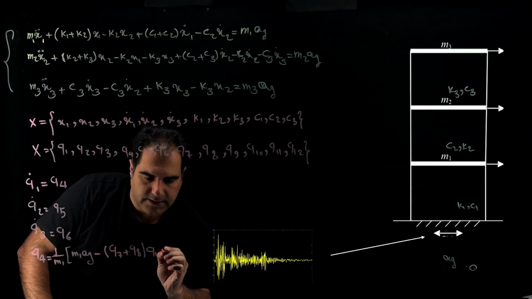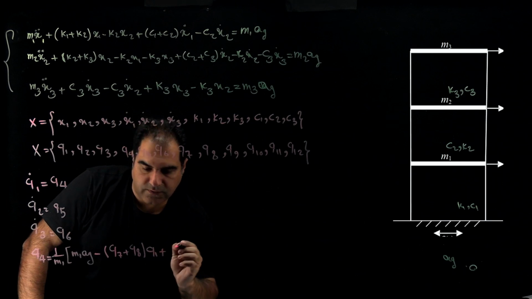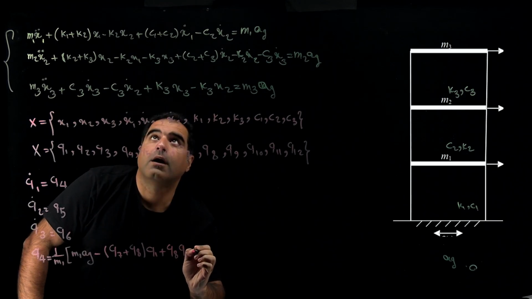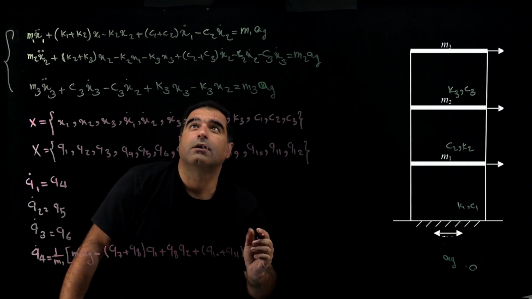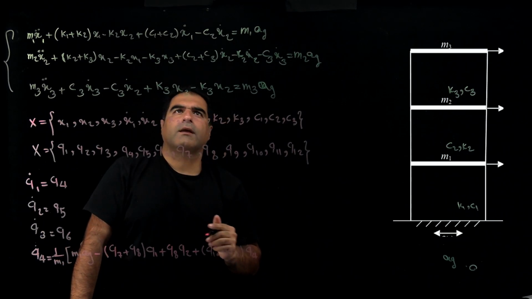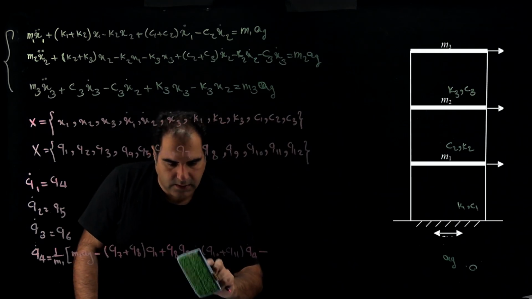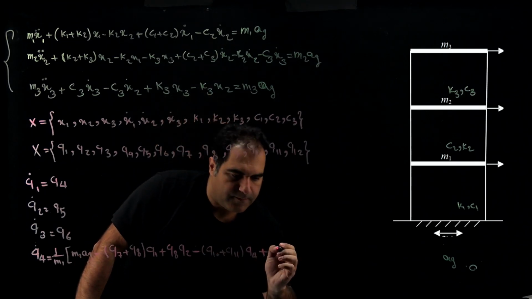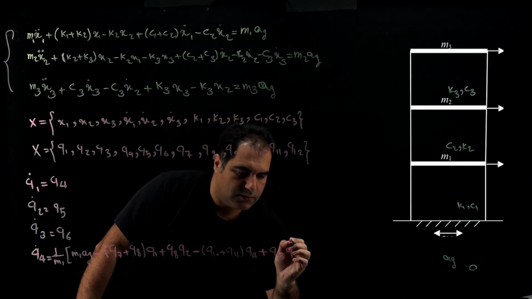This will be positive, plus K2, which will be Q8, times X2, which will be Q2, plus Q10 plus Q11 times Q4. Minus, this will be negative, if it goes to the other side, this will be positive. Q10 times Q5. That's it.